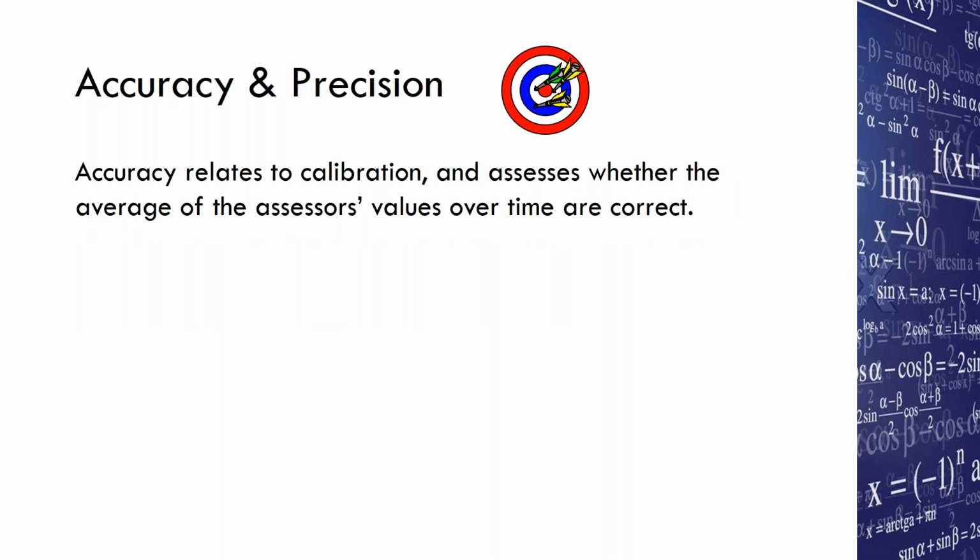So as a reminder, accuracy is going to relate to calibration, and it's going to assess whether the average of the assessor's values over time is correct. If you take a look at the bullseye at the top of the slide over here, you can see that all the measurements are kind of right around the target, and if I took the average of the three, it's probably right about on that bullseye. So that's what accuracy talks about.